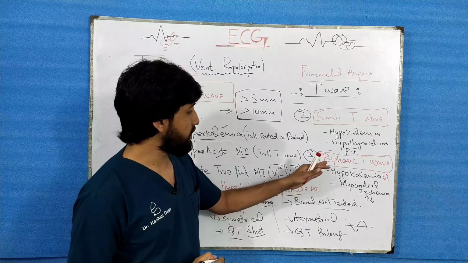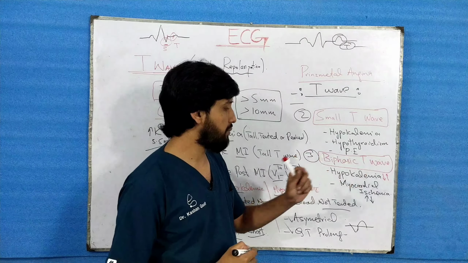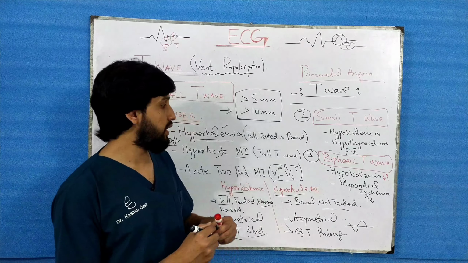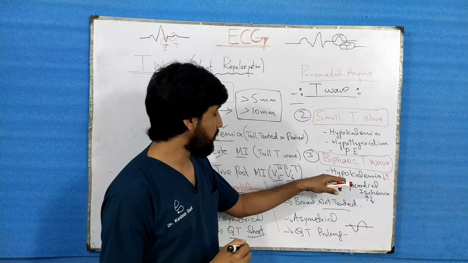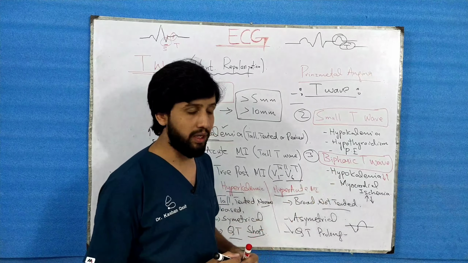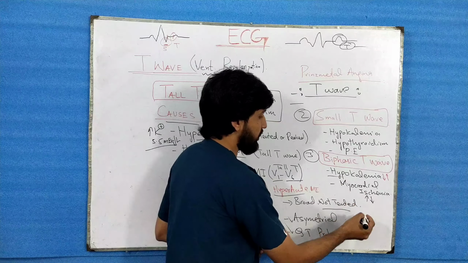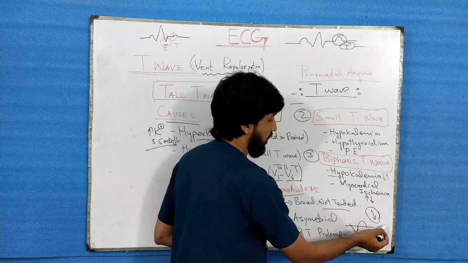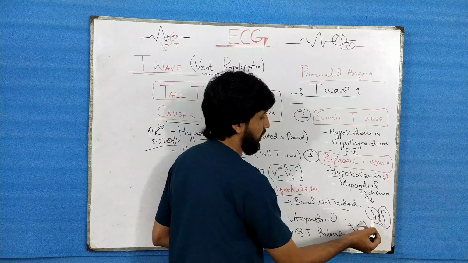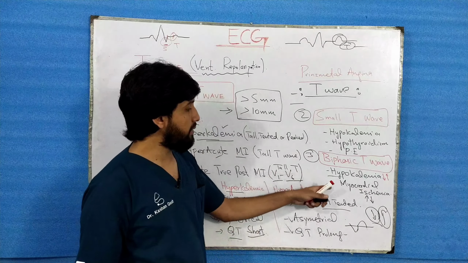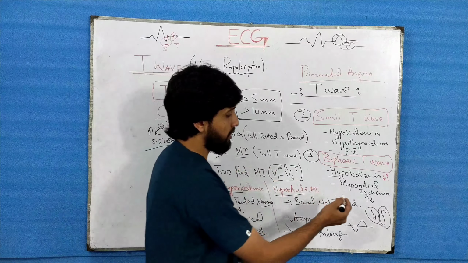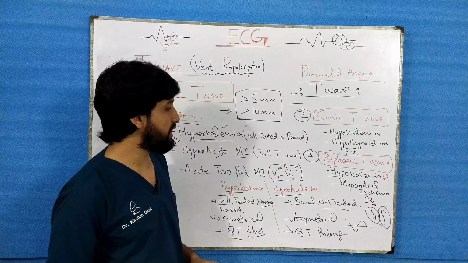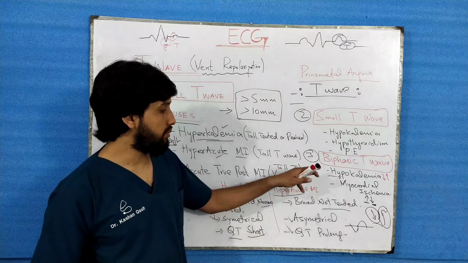Now, what are the conditions in which you will see the biphasic T wave? Number one is hypokalemia, and the second is myocardial ischemia. So what are the differences in the ECG that will tell you whether the condition is hypokalemia or myocardial ischemia? In hypokalemia, you will notice the biphasic T wave will be downgoing first and upgoing second. While in myocardial ischemia, you will notice the first part will be upgoing and the second part will be downgoing. So this is how you will see the biphasic T wave in both these conditions.